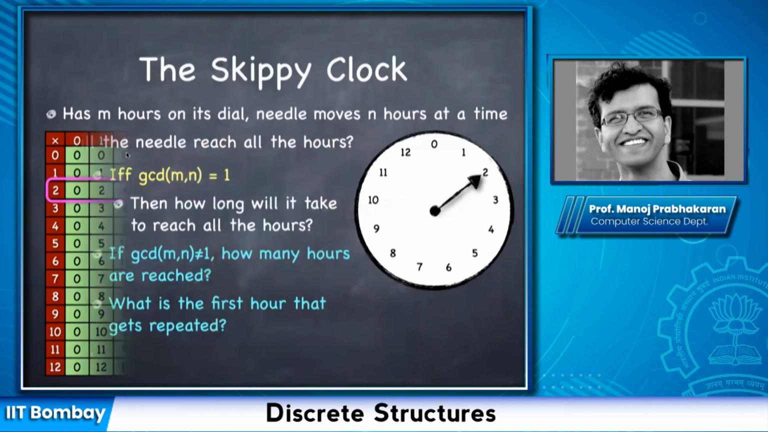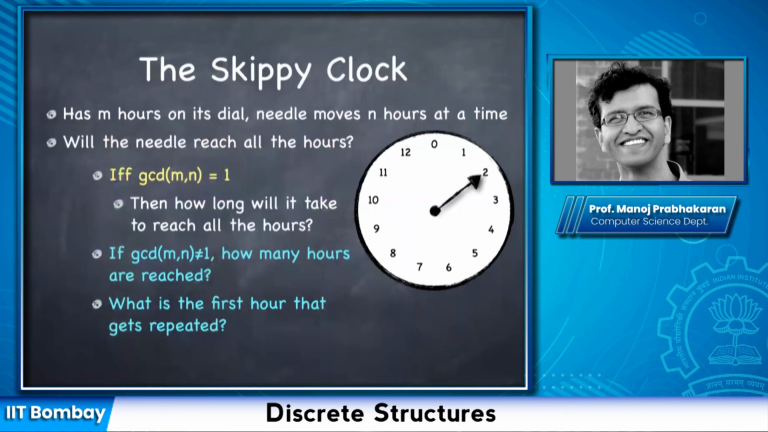All right, so that answers our question. How long will it take to reach all the hours? You will take m minus 1 steps in addition to the starting position. So the first m positions you would reach will cover all the m hours. They will all be distinct.